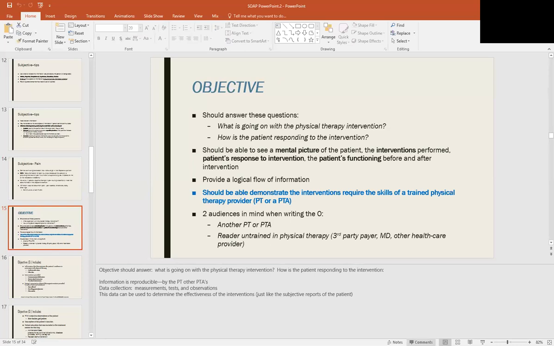And then you have two audiences in mind when you're writing the objective portion of the note. Then again, that's what you did with the patient and how did they do with what you did with them. So another PT or PTA, so they can come along and be able to treat the patient and have good continuity of care. And then an untrained reader in physical therapy, that's your third party payer. An MD, I think, would probably get that more than others, but that way they know what you did with them.